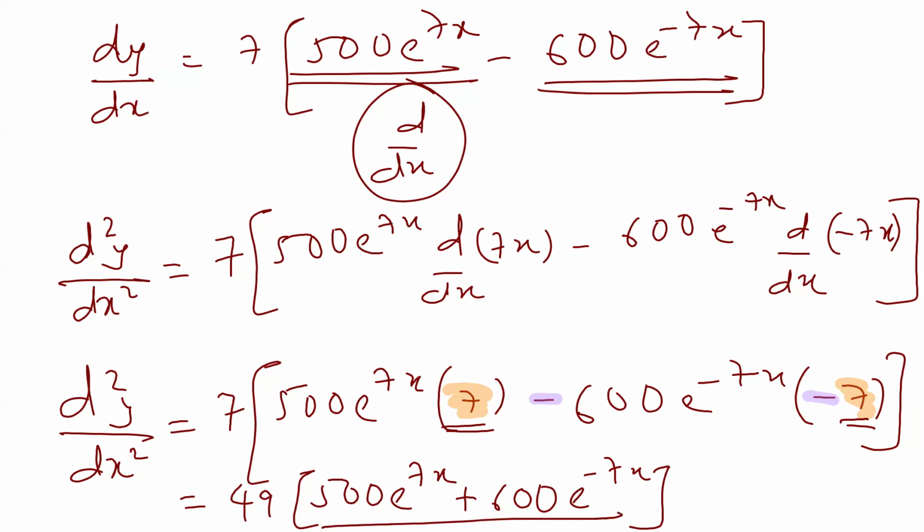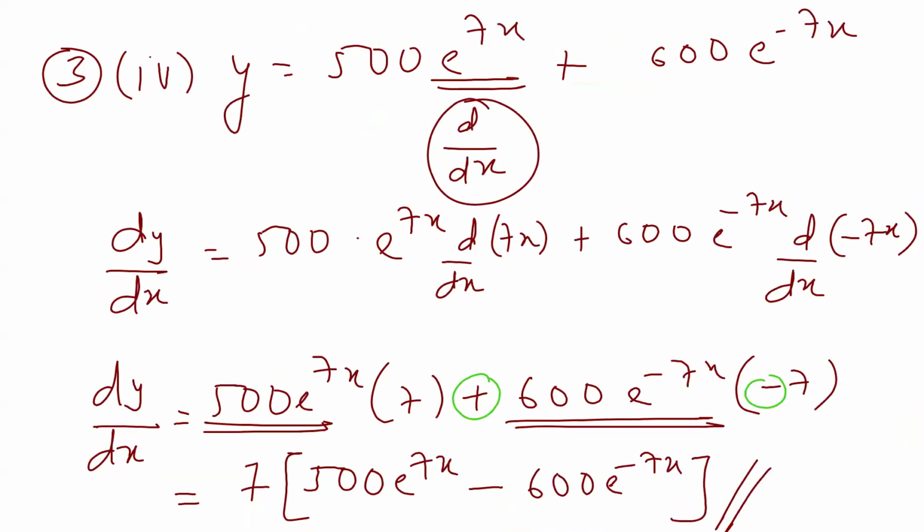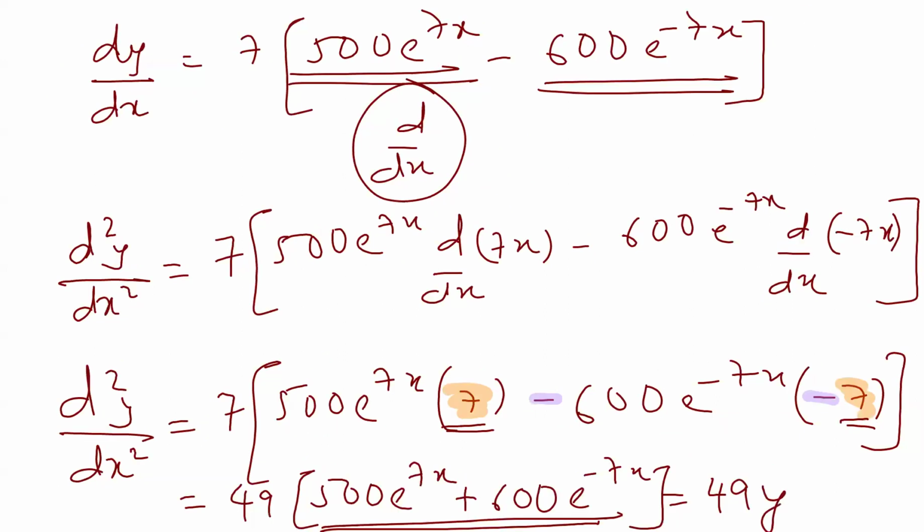Okay, now look at the box bracket. Please take a look at the box bracket. What is the value of the box bracket? Can you figure it out from the question? The value of the box bracket is y. Okay, the value of the box bracket is y. Right? So 49y. That's it. So d square y by dx square is equal to minus 49y. So we got our required solution. This is what was asked earlier.